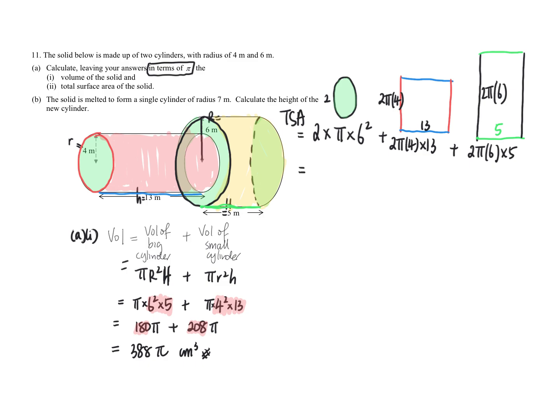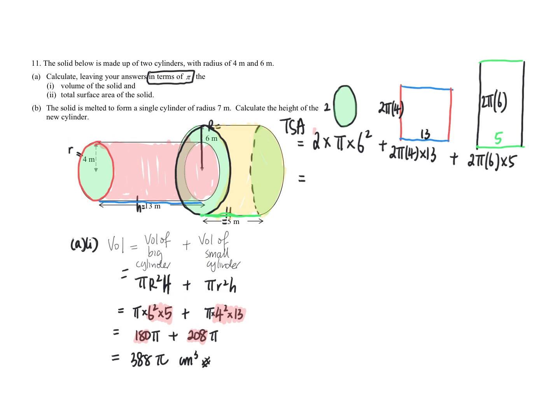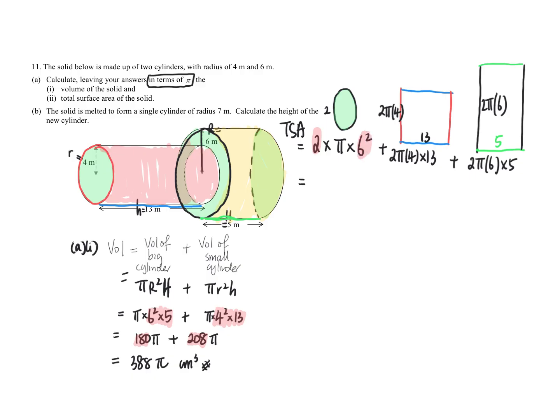So I leave alone all the pi. I just calculate this one only. So it's 72 pi. 2 times 4 times 13 is 104 pi. 2 times 6 times 5 is 60 pi. So this is 236 pi cm square. Area is cm square, volume is cm cube.